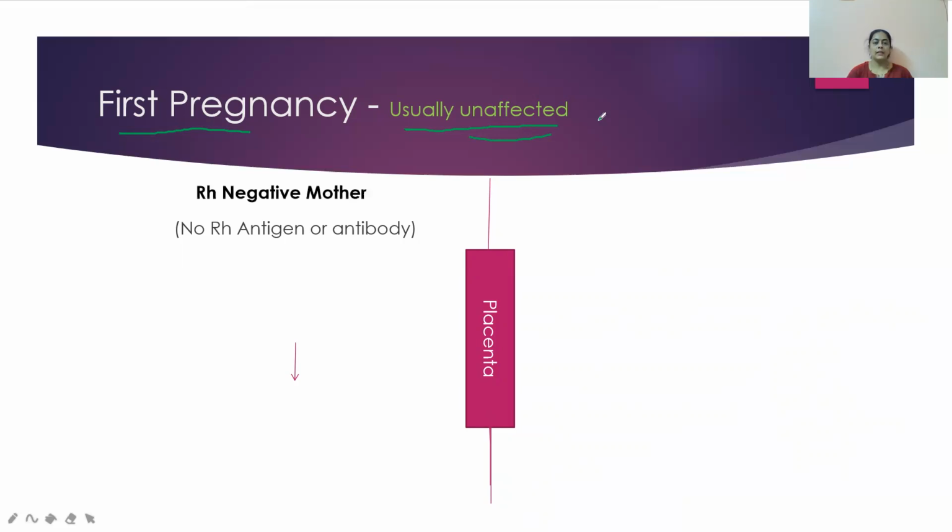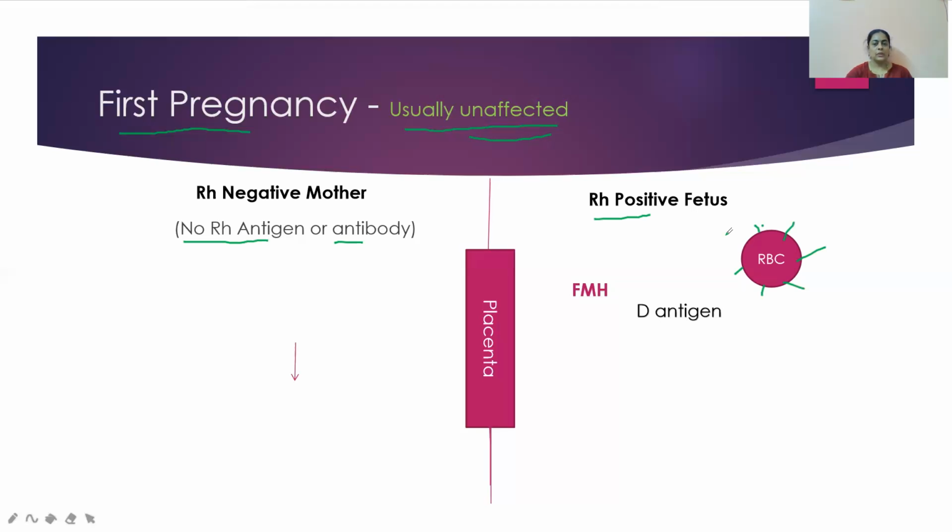Okay, so here we'll see the mother is Rh negative. She doesn't contain D antigen or any D antibody. She is an Rh negative mother. Now she's pregnant with an Rh positive fetus. The fetus is Rh positive means there is D antigen on the fetal RBCs, right? So the baby is Rh positive. Now what happens? There is feto-maternal hemorrhage. So the RBCs are pushed into maternal circulation.